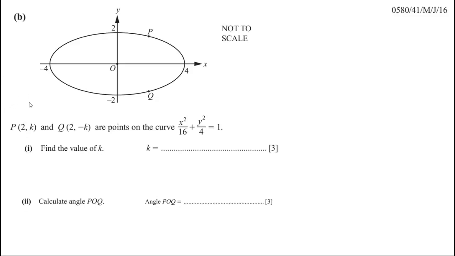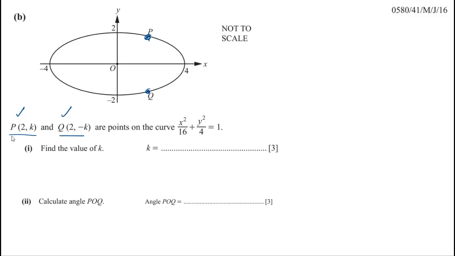Now in part B, the point P (2, k) and the point Q are on the curve. So these 2 points are also on the curve. Look at here, they are on the graph. So using the same concept, any point which is on the graph or on the curve can be put into its equation. This is the concept of coordinate geometry.